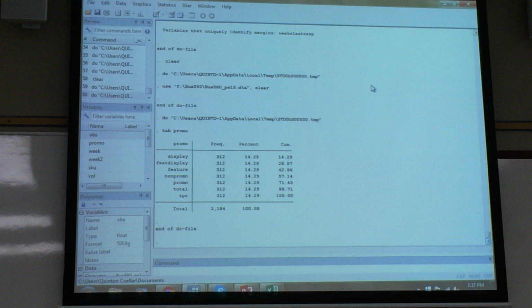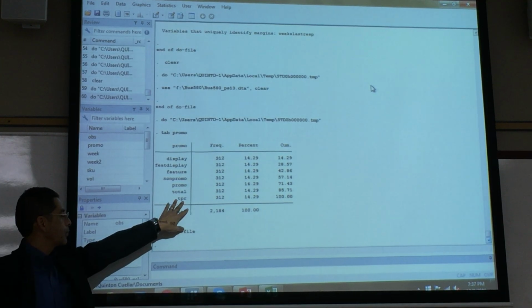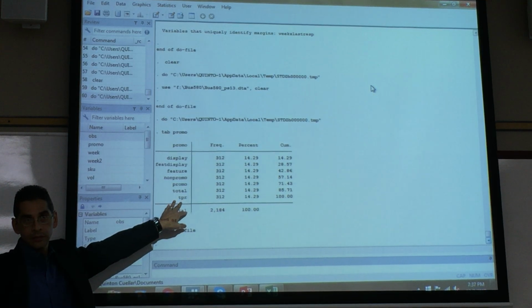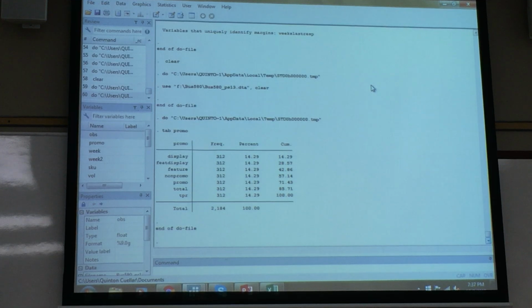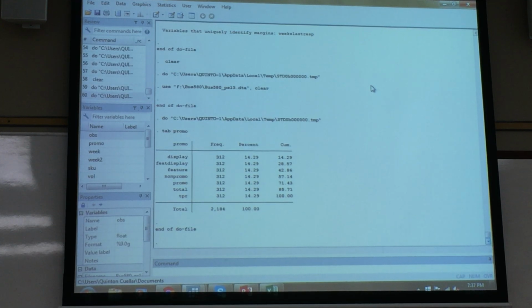The other type of promotional activity is referred to as a temporary price reduction. It's a markdown. It's called TPR here. So it's a markdown, well, it's defined by Nielsen as a price reduction of, I think it's 5 days or fewer. Is that right? Does that make sense? 5 days or fewer. It's a temporary price reduction. So it's not a permanent price reduction.